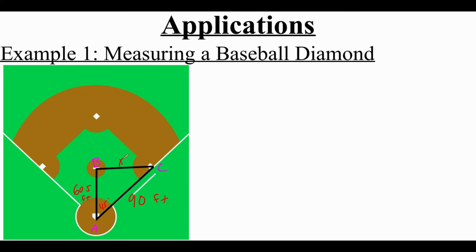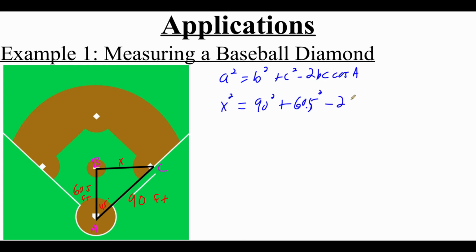So based on what we've got, we're trying to find side A and we're using angle A. So I'm going to use the law of cosines form that has angle A in it. So that's going to be A squared equals B squared plus C squared minus 2BC cosine of angle A. So we don't know what A is. That's going to be our x, and we're going to square that. B, the side across from angle B, is 90, and we'll need to square that. Plus the side that's across from angle C is going to be that 60.5, and we'll need to square that. Minus 2 times 90 times 60.5 times the cosine of angle A, which we said was 45 degrees.